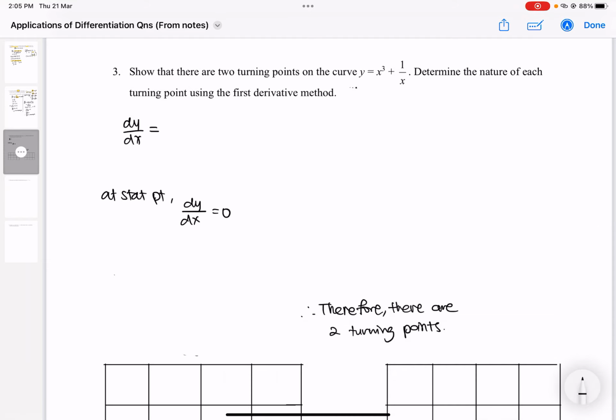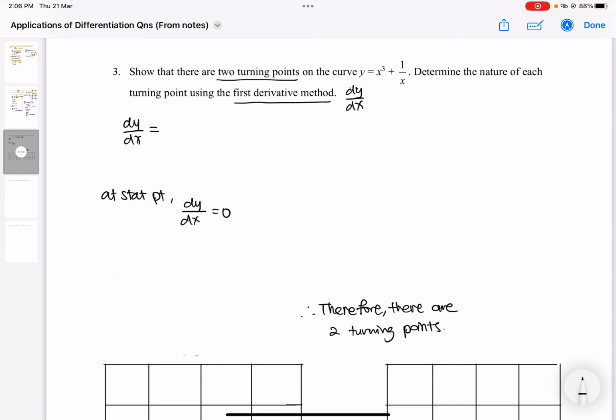Let us now look at question 3. For question 3, we're supposed to show that there are two turning points on this curve, and find the nature of the turning point using the first derivative method. The first derivative method involves looking at the value of dy dx slightly after and before the stationary point.